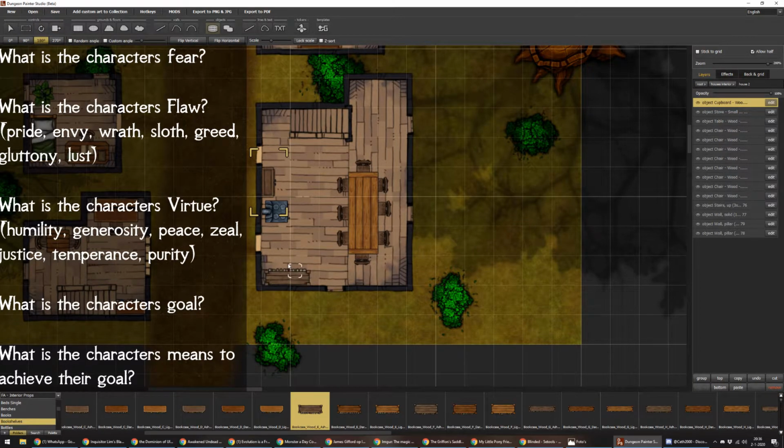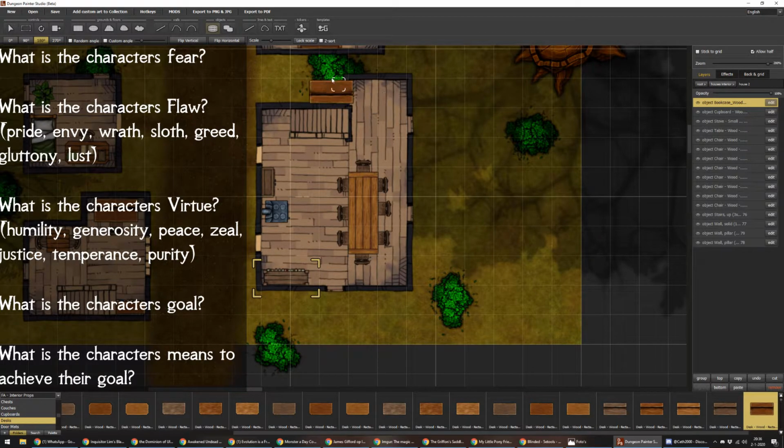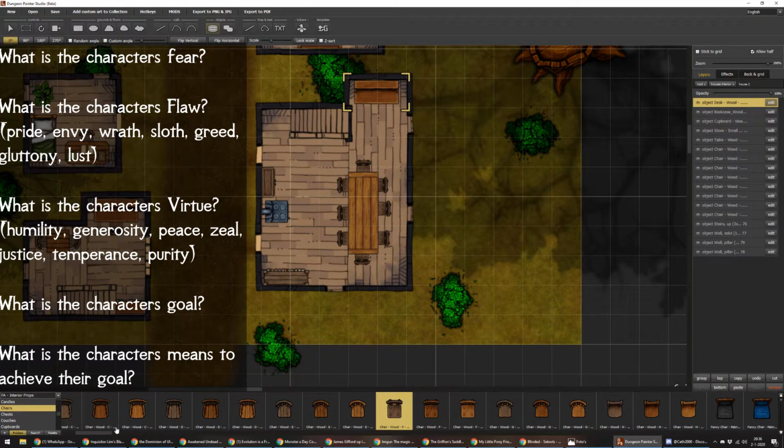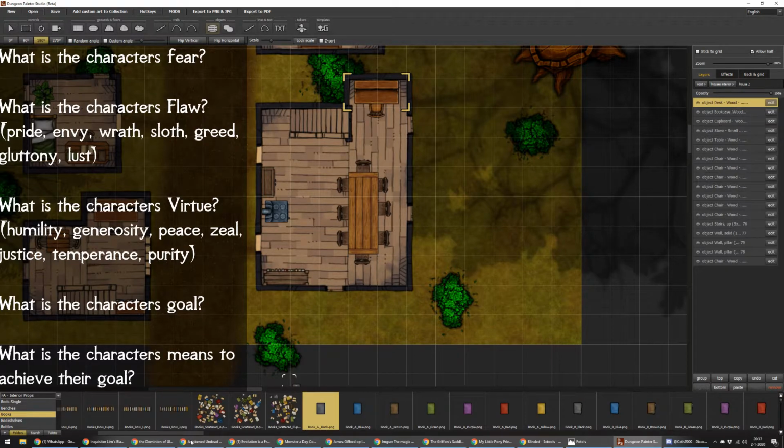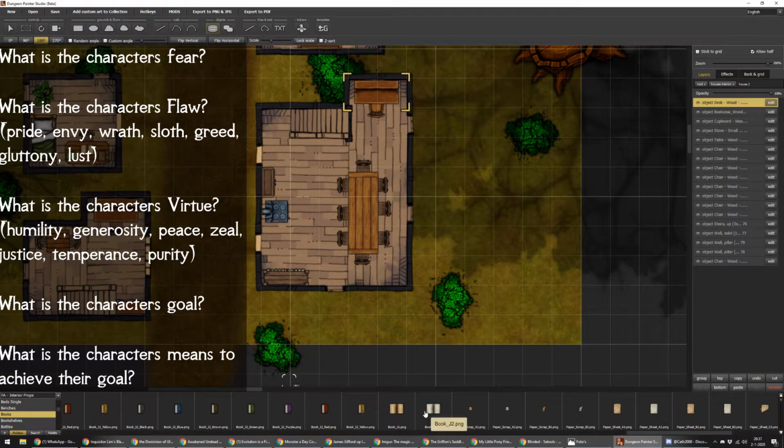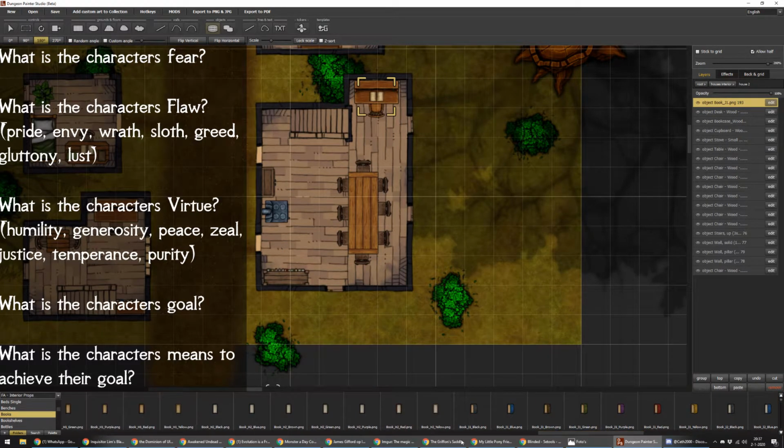So if we're going with that type of character, this leader character who is slothful but generous, let's give him the fear of being overthrown. In this case, the fear doesn't directly lead to the flaw. Instead, the flaw is more a reason why the fear could come through.